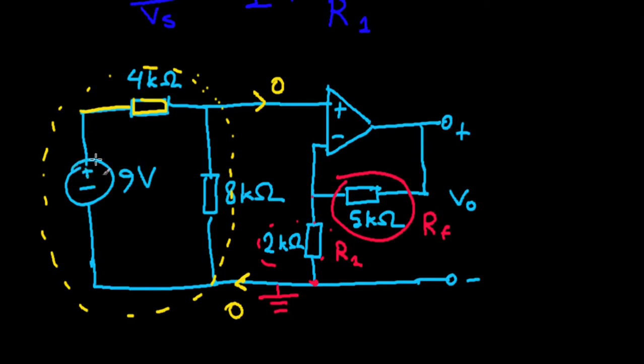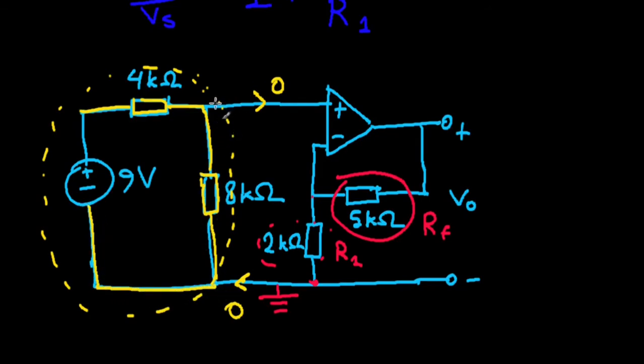This is just a 9 volt cell connected to two resistors, 4 kilo ohms and 8 kilo ohms, which are in series, right? That's all that this loop is. This loop is independent from the rest of the circuit, right? So if that is the case, we can actually use everything that's true about series circuits and resistors.